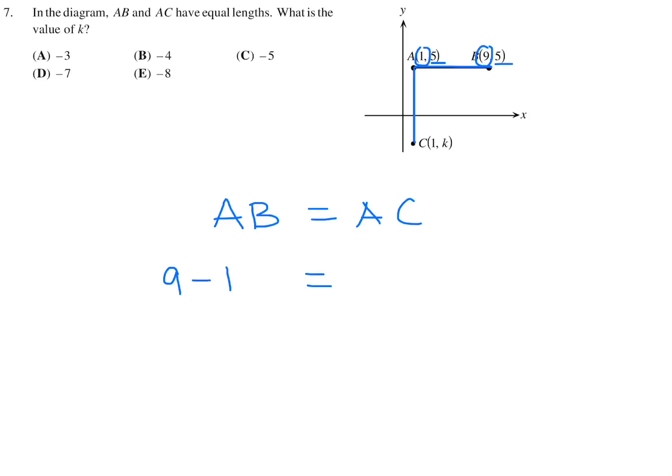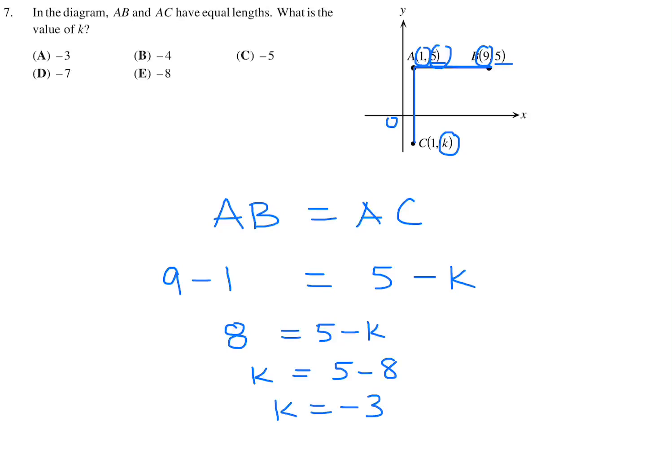And then AC, we would look at the y-coordinates, k and 5. Now k is negative, right, because it's below the origin. So it would be 5 minus k. So this becomes 8 is equal to 5 minus k. And then putting the k on the other side, 5 minus 8, and therefore k is equal to minus 3. So the answer here would be 7, which is A.